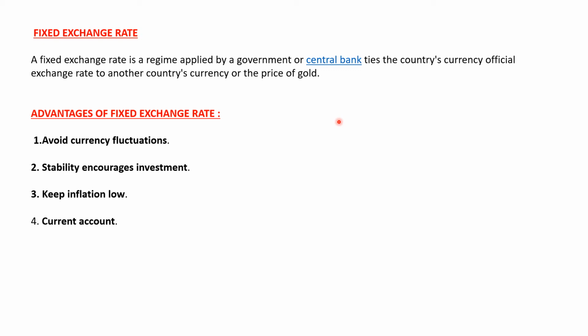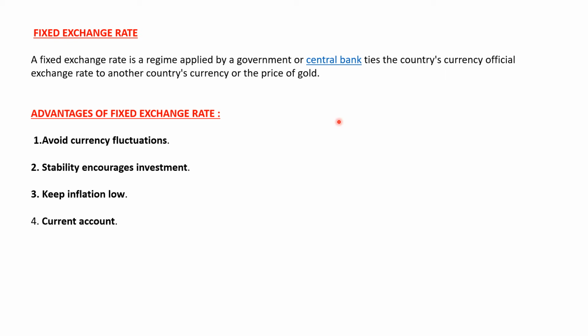Let's say if the Indian rupee is tied up with the US dollar, and if anyone wants to know the value of Indian currency, they can check the value of the Indian currency through the dollar value. So this is all about fixed exchange rate. Let's discuss the advantages of fixed exchange rate.